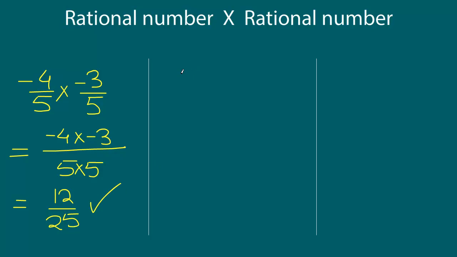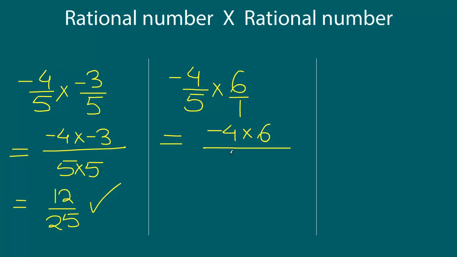How about we multiply, let's say, minus 4 over 5 times just the number 6. So how are we going to do this? Well, 6 can be written as 6 by 1, and then again we can do it the same way. So in the numerator we have minus 4 times 6, and in the denominator we have 5 times 1. So we will get basically 4 6s are 24. So minus 24 over 5. And again we are getting a rational number.